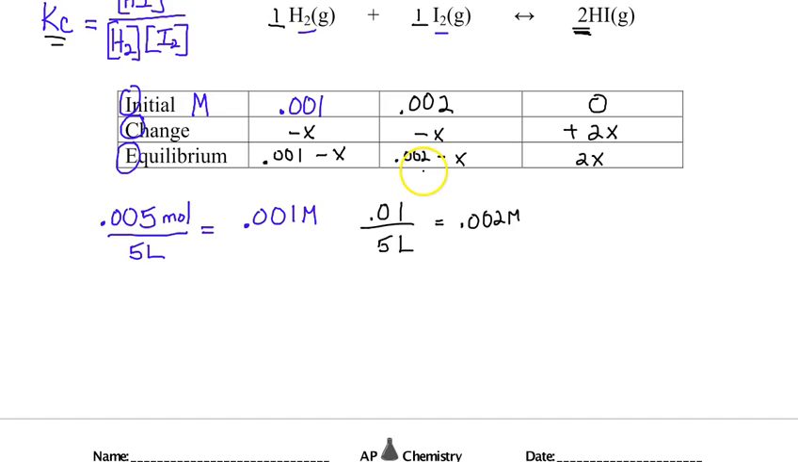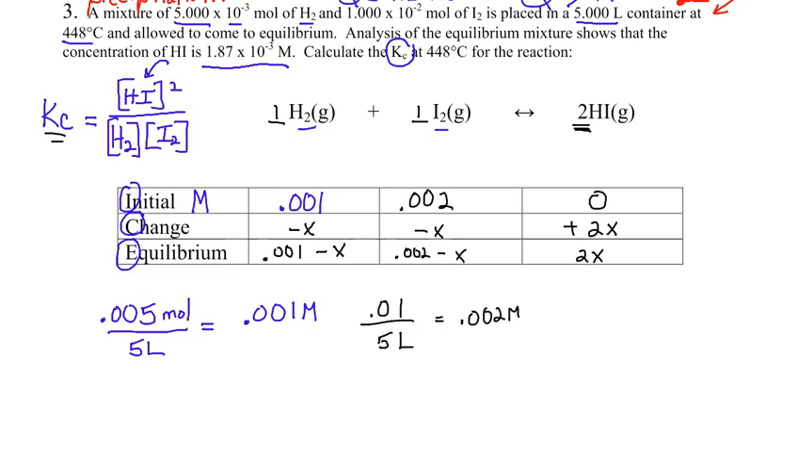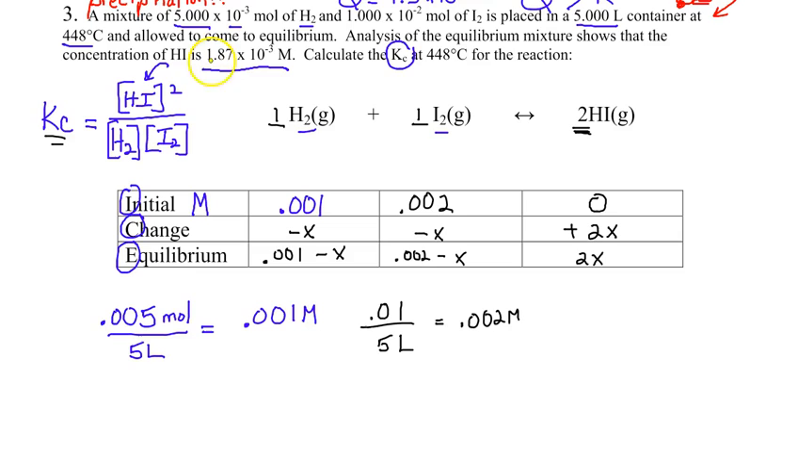However, they gave us something just like question two. They told me that at equilibrium, the concentration of HI is this. So at equilibrium, the concentration of HI is 1.87 times 10 to the negative 3. And this was the plus 1.87 times 10 to the negative 3.